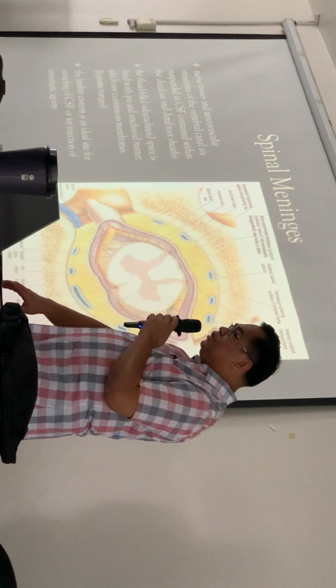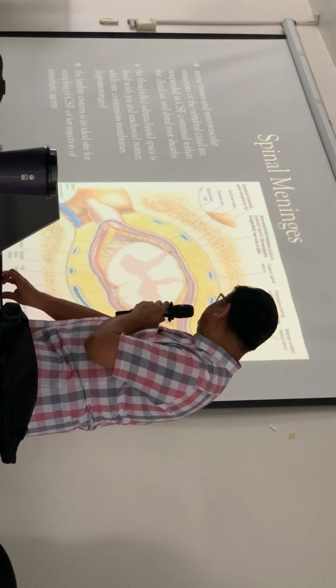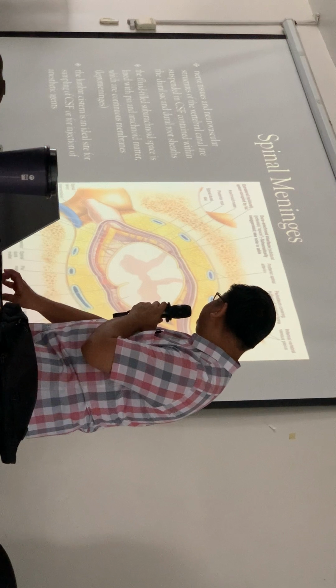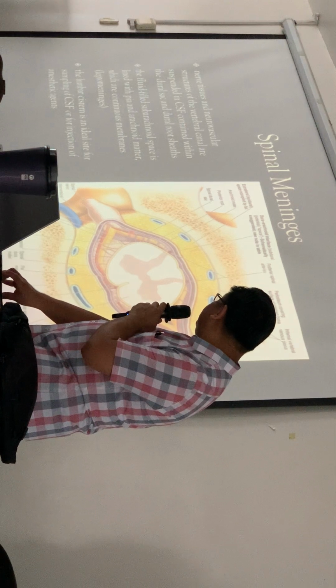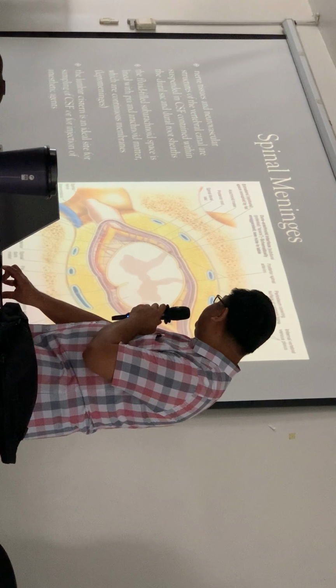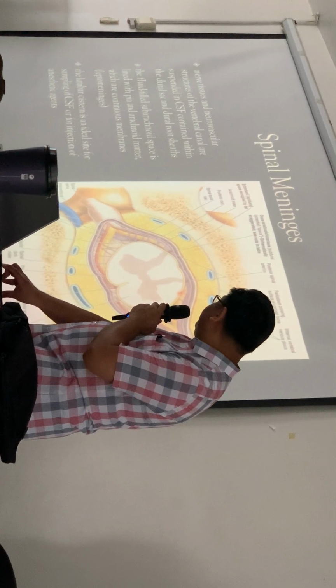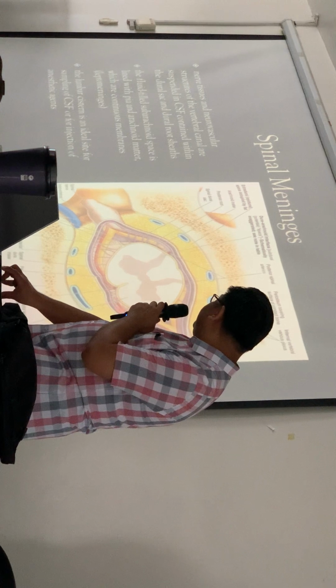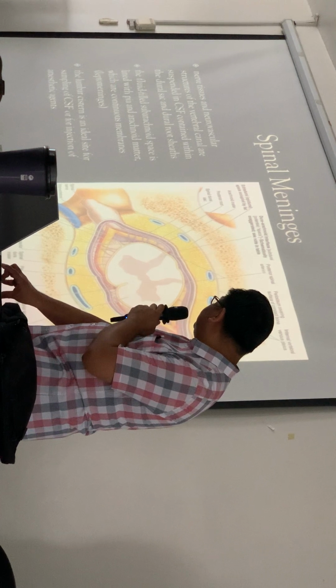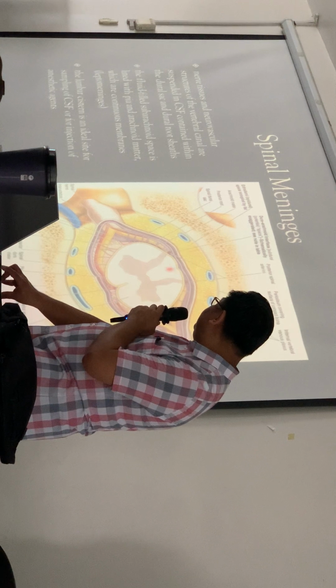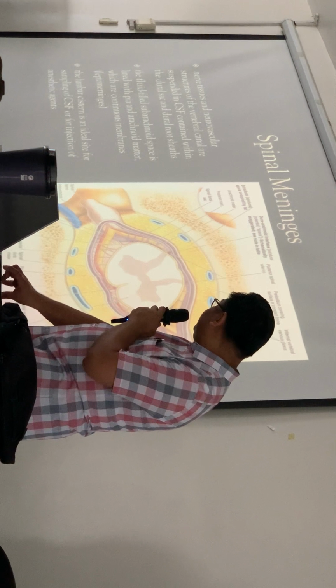Okay, so again, this is a cross section of the spinal cord. This is the spinal cord, looking at the patient from the top. This is gray matter, this is white matter, and we have nerve roots, anterior nerve roots and posterior nerve roots going out, and then we have CSF surrounding the spinal cord.